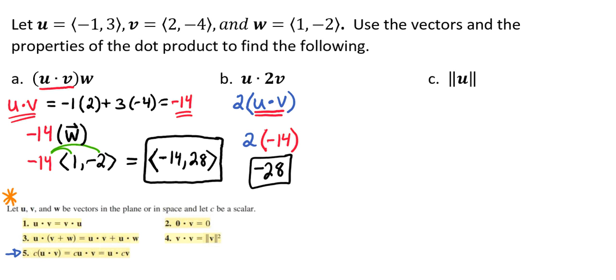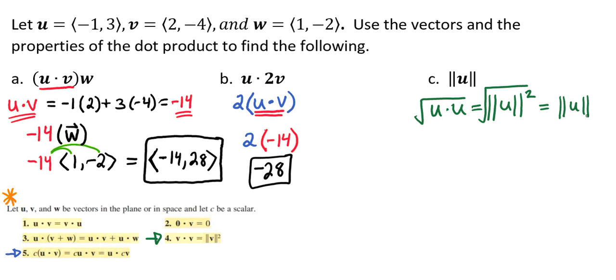Letter C looks a little trickier since we're looking for the magnitude of u. Using property 4, we know that a vector times itself is the magnitude of that vector squared. So if we were able to take vector u times vector u, that would give us the magnitude of vector u squared. And then if we could square root that, that would give us just our magnitude of u.